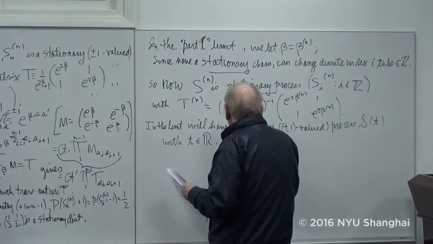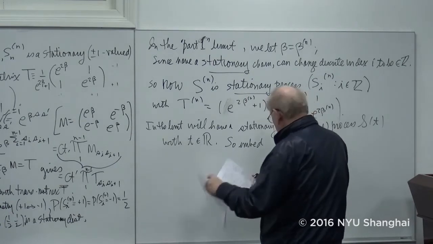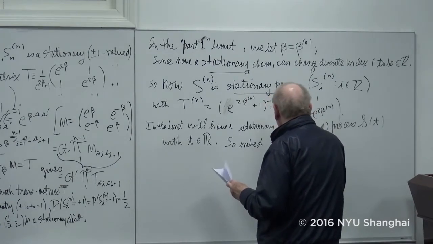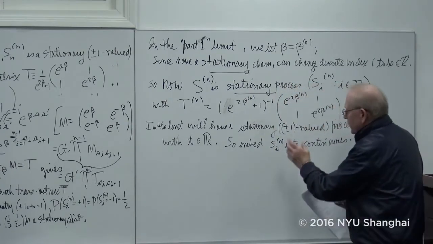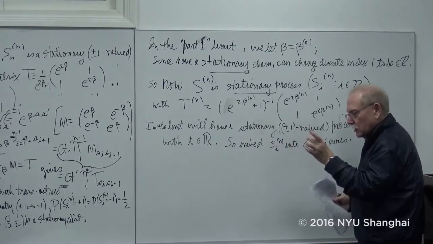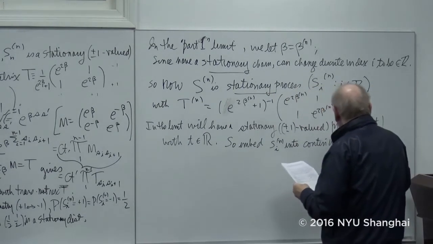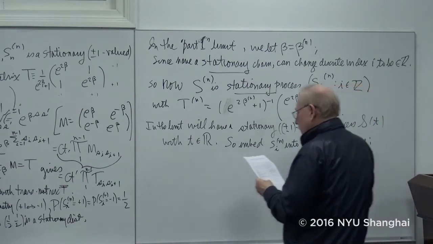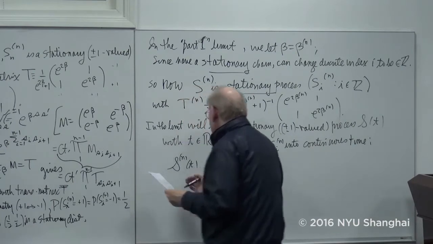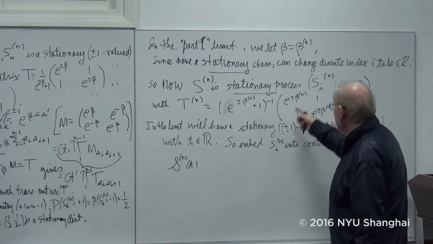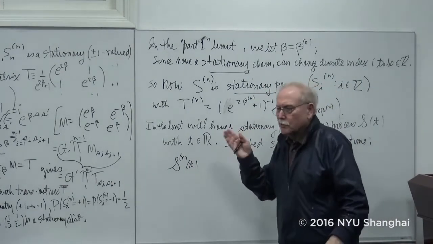So it's convenient to embed the discrete time process, S_n, into continuous time, simply by making it piecewise constant on time intervals of length 1 over n in any reasonable way. So here's a new way of doing that. We'll call that S super n of t. So this is a sequence of processes. It's the same n as here. The time is continuous, but it's sort of fake because it really is piecewise constant. So it's really discrete time.